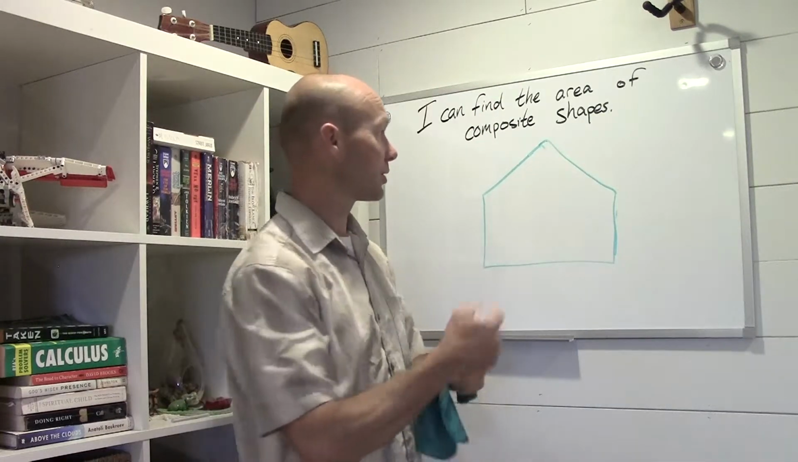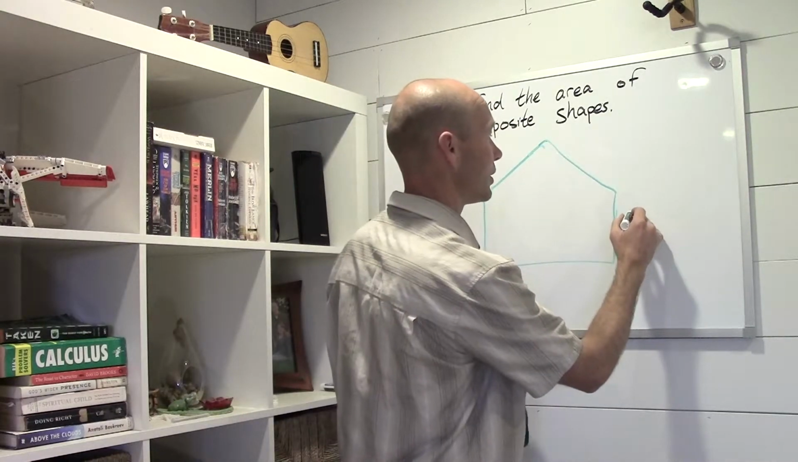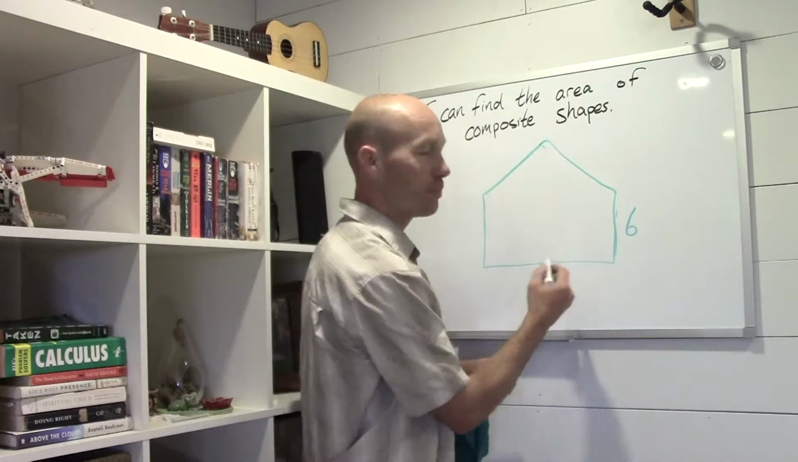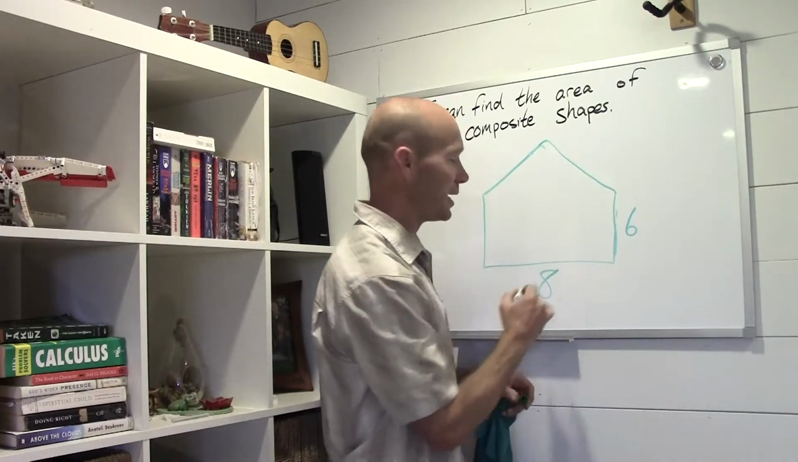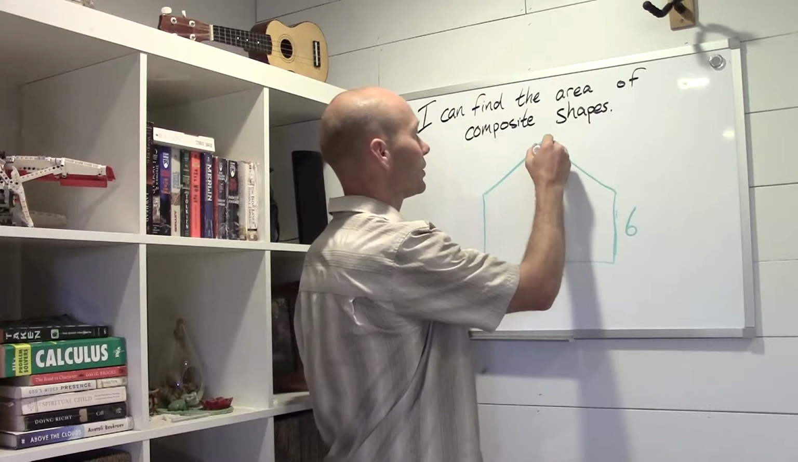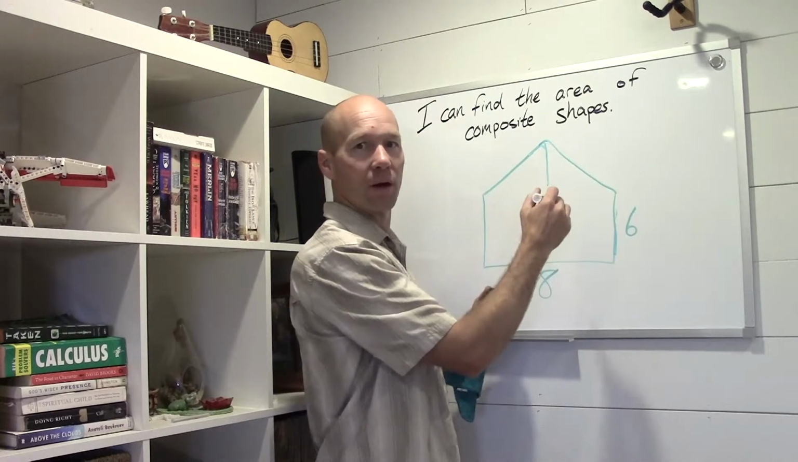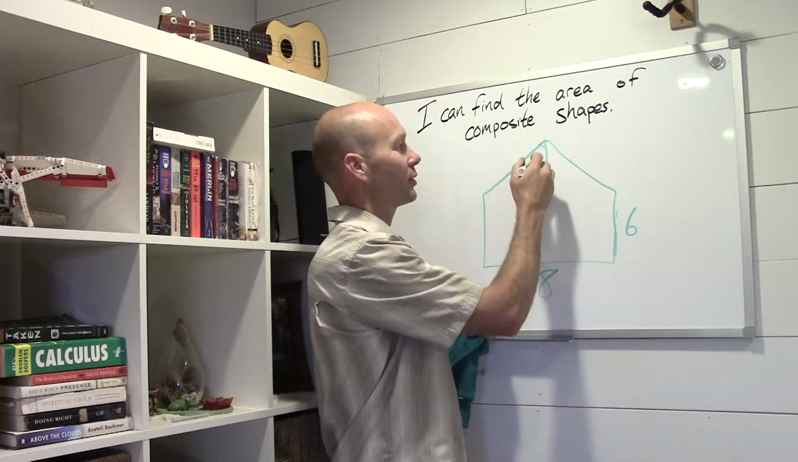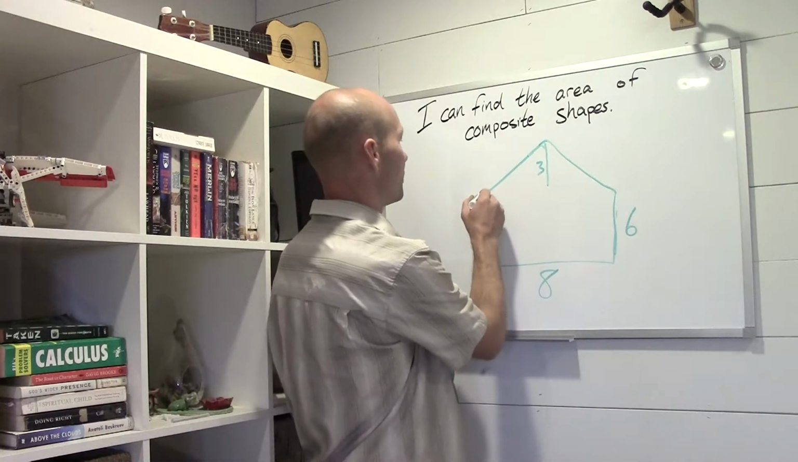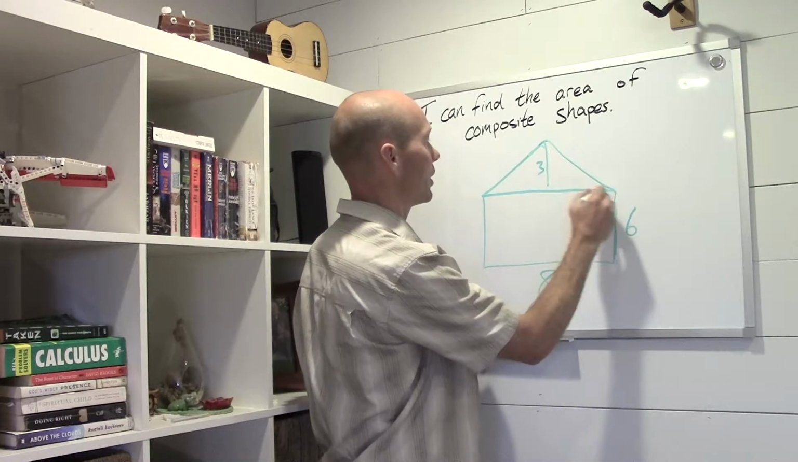Okay. Now the wall is 6 feet tall. The bottom, the base, is 8 feet wide, and it has a little bit of a rise right here of 3 feet. And we're going to put the little line across there.